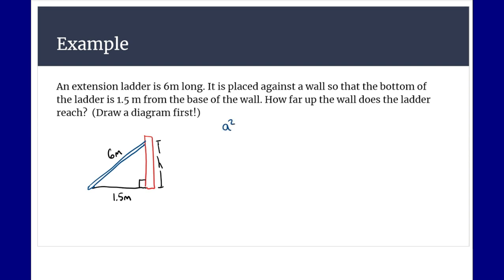So I'm going to plug in my formula. A squared plus B squared equals C squared. Again, it doesn't really matter which one I label A and B. We can call this A and this B, as long as the hypotenuse is C. So 1.5 squared plus B squared equals 6 squared. 1.5 squared is 2.25, plus B squared equals 36.